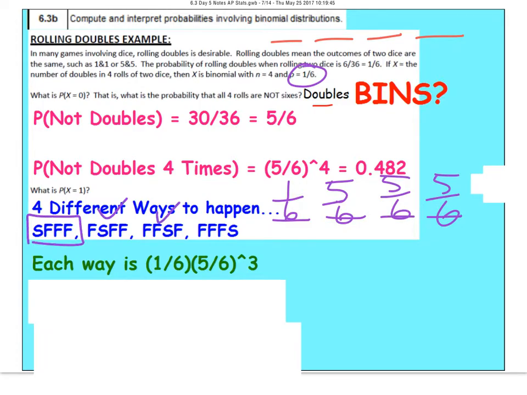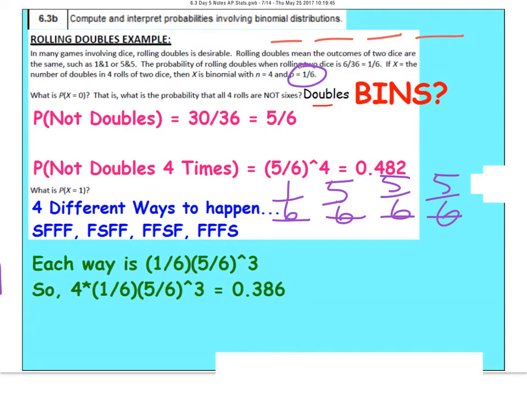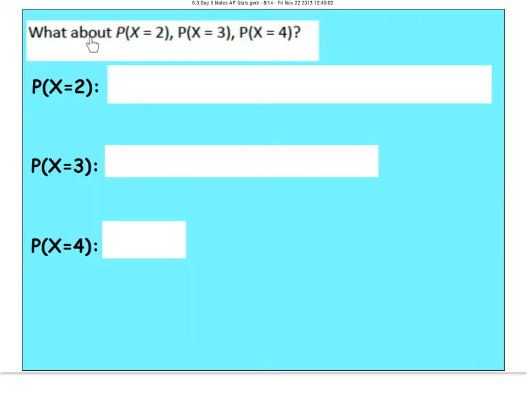I have these others to account for. So what should I do to this particular probability I just found? Well, I have to account for it 4 different times. So when you do that, you're going to multiply it by 4 and get this value right here as your probability. Well, what about the other scenarios?